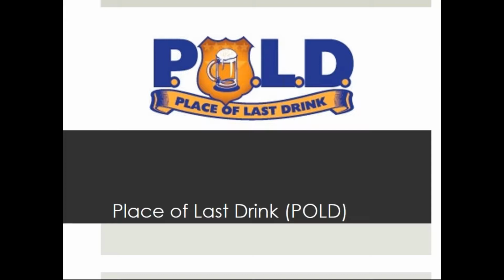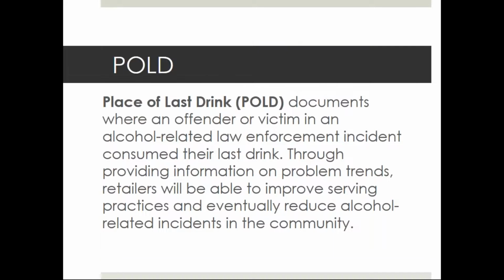So the first is place of last drink, or POLD. This strategy documents where an offender or victim in an alcohol-related law enforcement incident consumes their last drink. So basically, if law enforcement is dealing with someone during a traffic stop or they're responding to a call for service and that officer believes that alcohol played a role in the incident, they are going to record information about the place of last drink, or POLD.